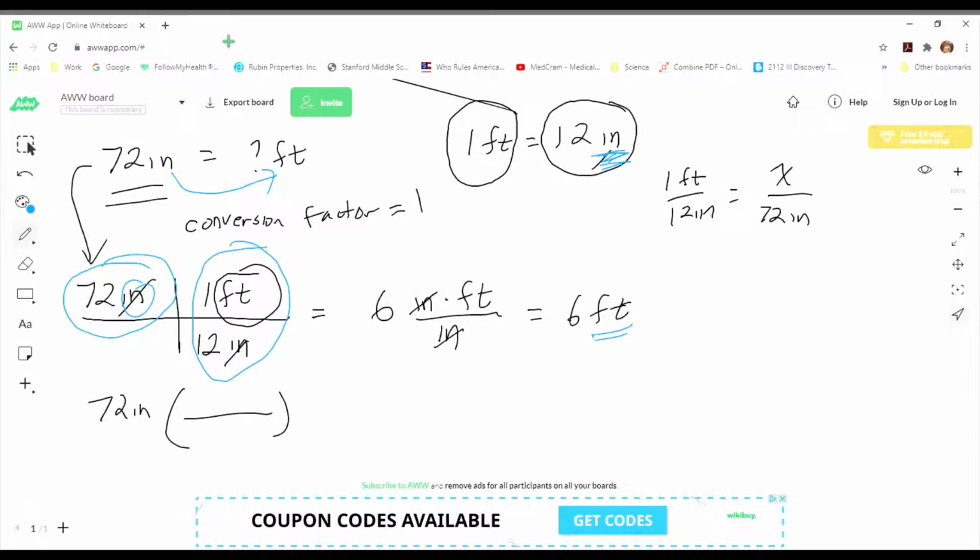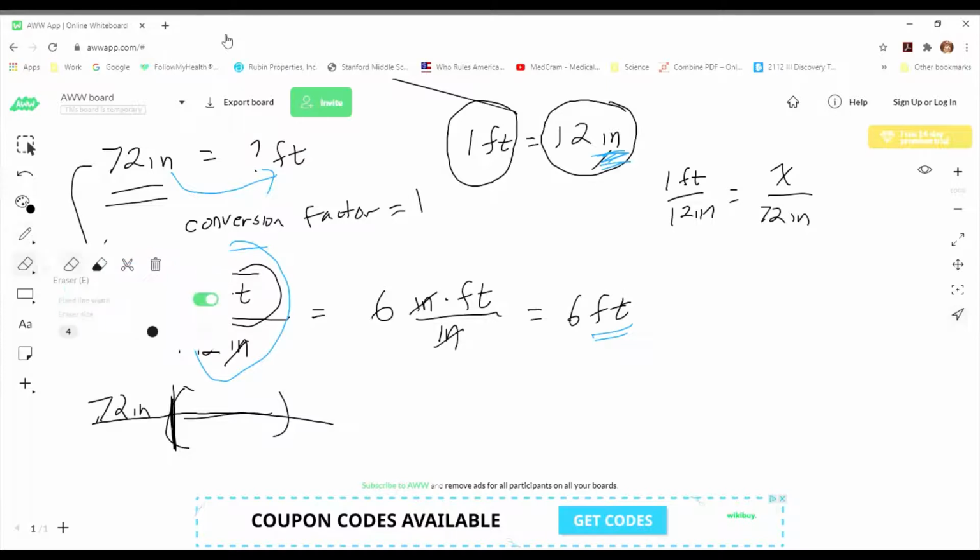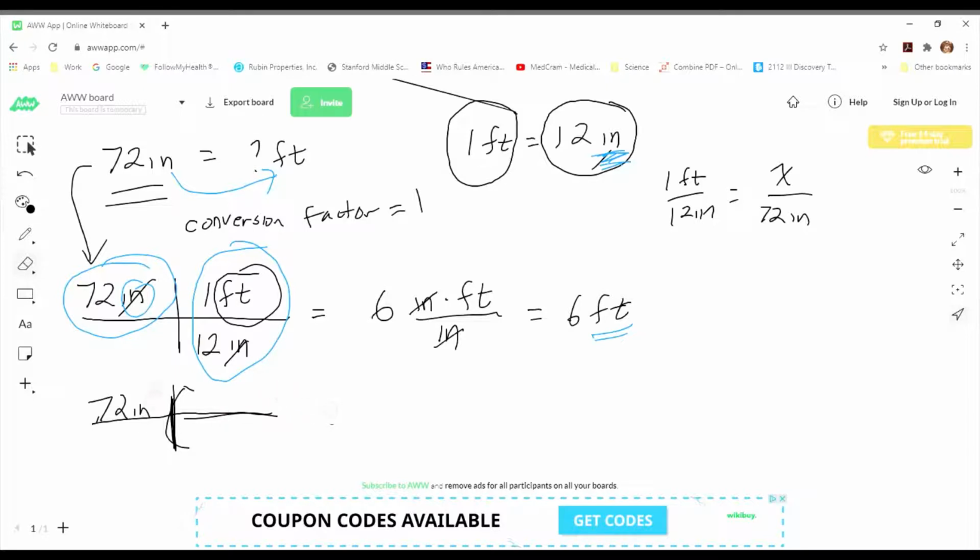What happens if you do the conversion factor that's upside down? You'll be able to see it in the units at the end. Let's say we have 72 inches, and I wrote this down here already, so let me go ahead and redraw it. Okay. So here's where I'm going to put my conversion factor. Let's say instead of putting 1 foot over 12 inches, I put 12 inches over 1 foot.